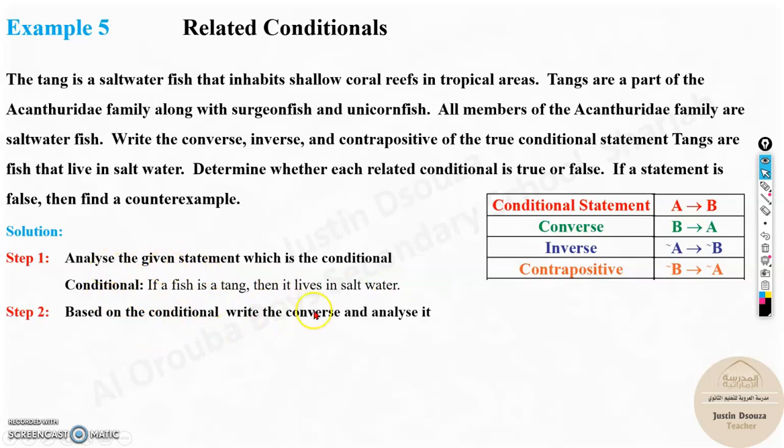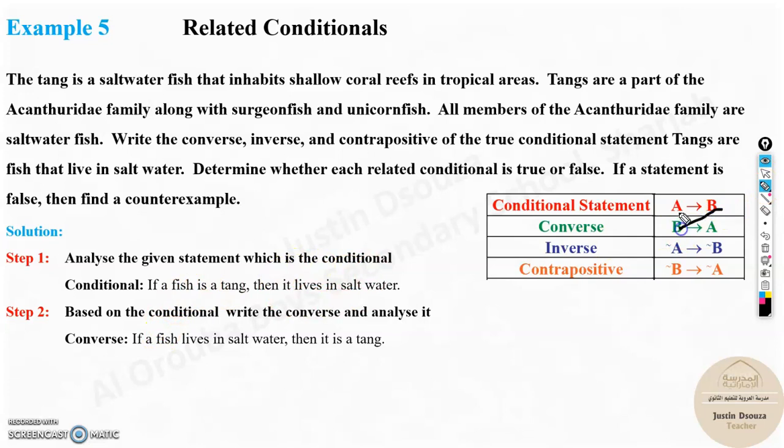Now based on this conditional, we will start writing the converse first. So let's swap these two things. Now the converse would be: if a fish lives in salt water, because we have to write the second statement first.